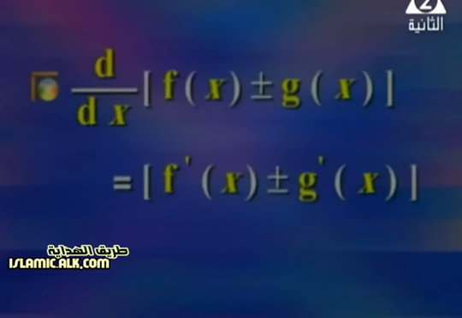Dear student, when we find differentiation of the sum or difference of two functions, for example d over dx of f of x positive or negative g of x, it equals differentiation of the first positive or negative differentiation of the second. Then d over dx of f of x positive or negative g of x equals f dash x positive or negative g dash x.